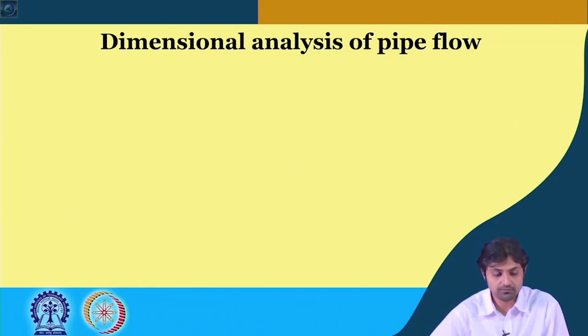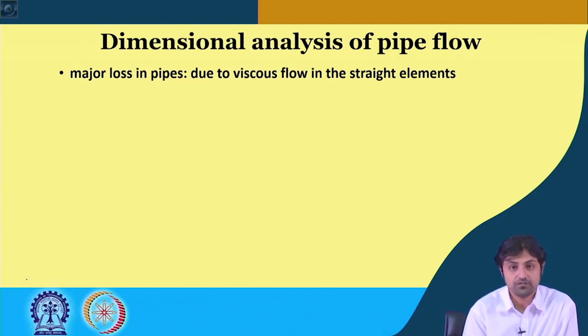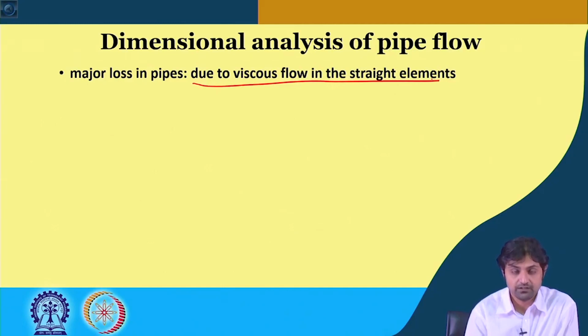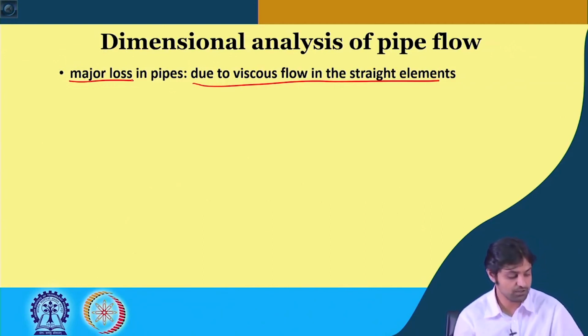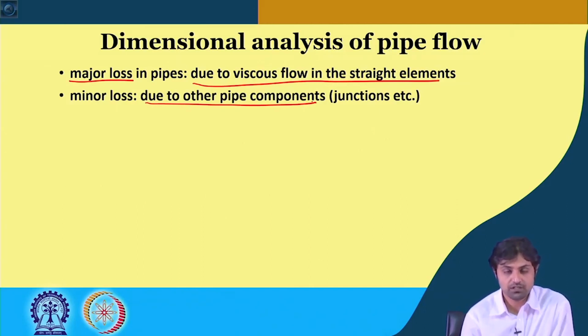Now we are going to start a topic, dimensional analysis of pipe flow. So pipes are generally considered rough and they have a roughness, and because of this roughness there is loss of energy due to viscous flow in the straight element, and this loss that happens due to the viscous flow is called the major loss in pipes. All right. So there are two types of losses in pipe, one is major loss and the other is minor losses. The minor losses happen due to the pipe components. Suppose for example there are junctions at pipes, or there is a bend, or there is a contraction or an expansion, then also there will be some loss in the energy contained in the turbulent flow. Okay, and those losses are called minor losses.